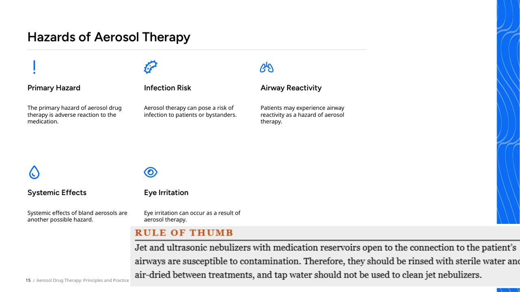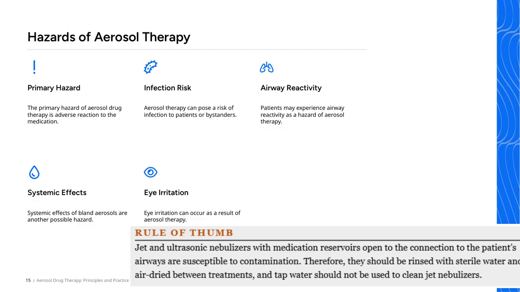First, eye irritation can occur as a result of the treatment. This is something we need to be aware of, especially when administering aerosols near the face, to prevent discomfort or injury to the patient's eyes. Next, we have the systemic effects of bland aerosols. While these are generally considered safe, they can sometimes cause unintended effects throughout the body, so monitoring is important.